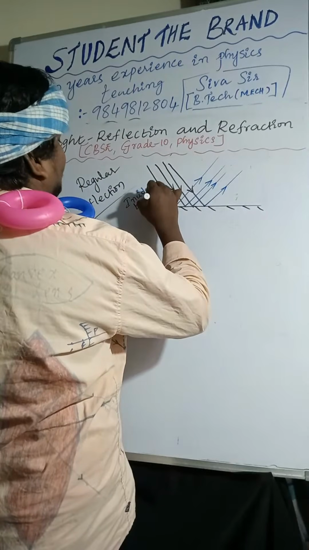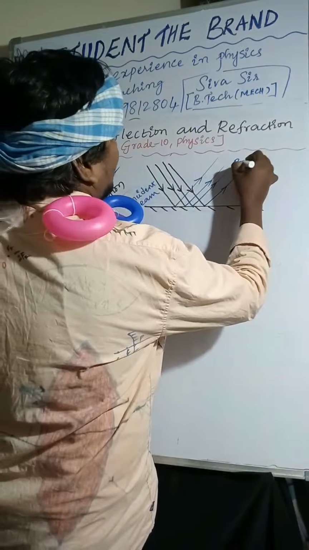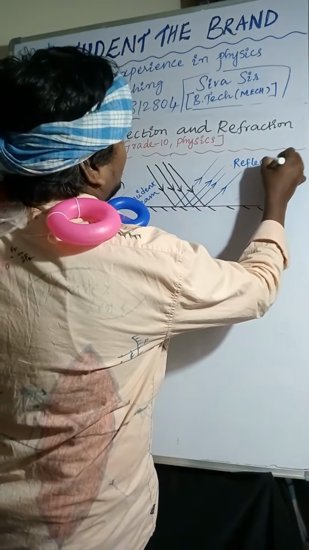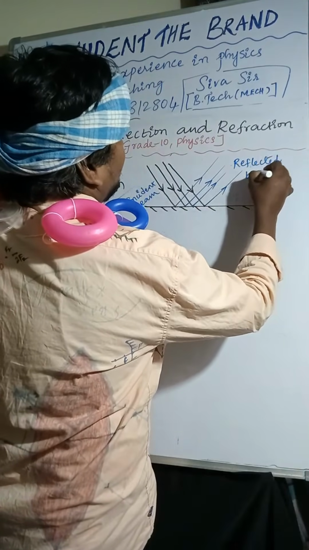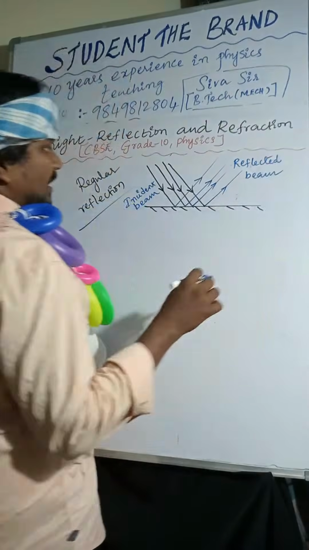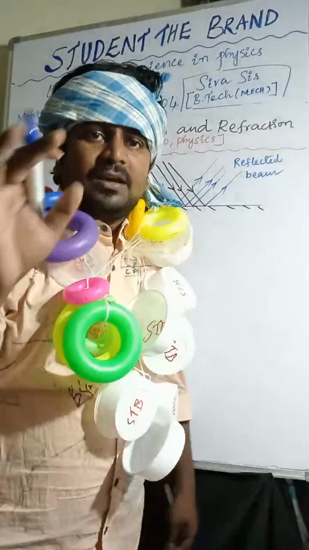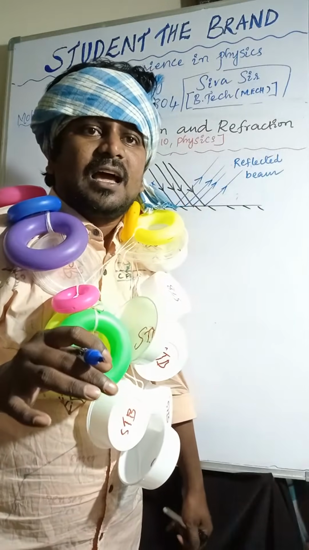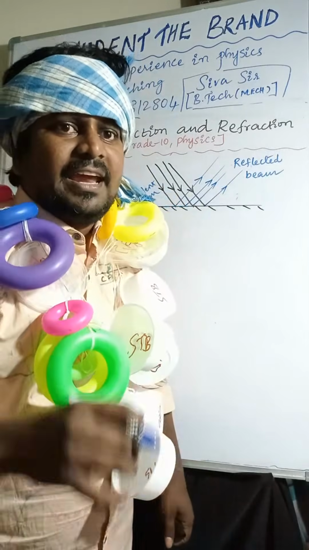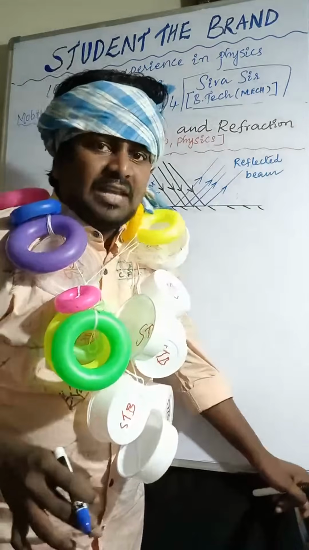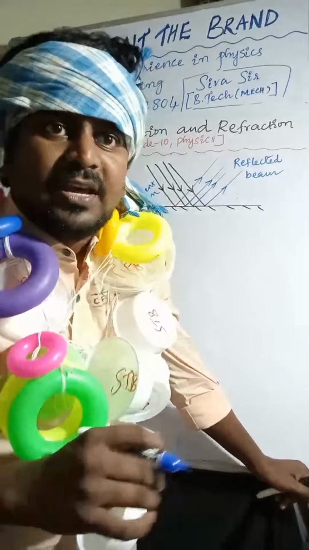Incident beam, reflected beam. So I'm considering regular reflection takes place on smooth surface.